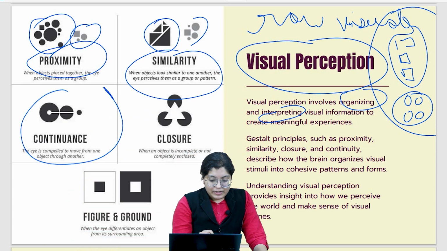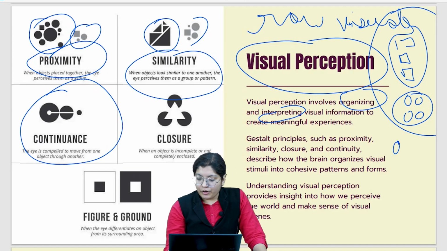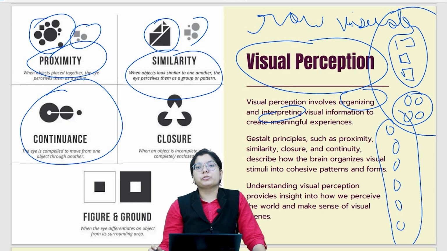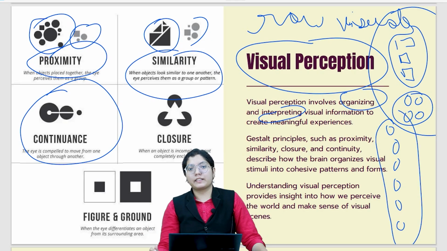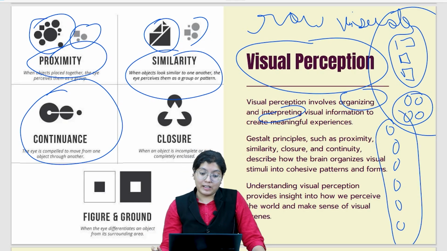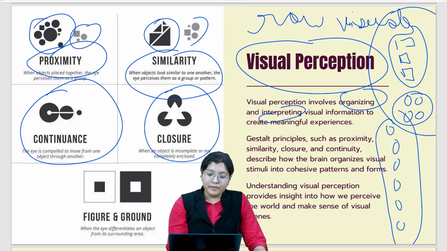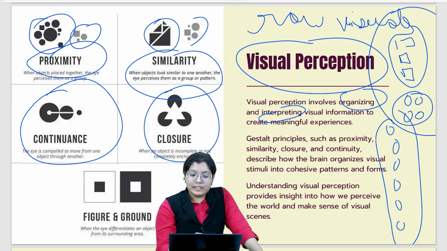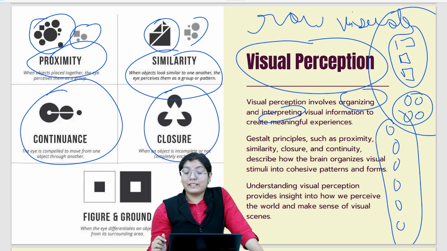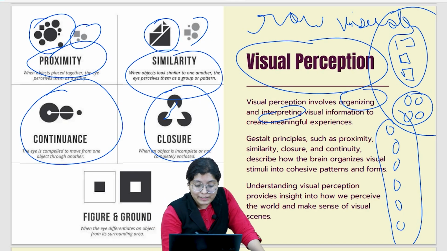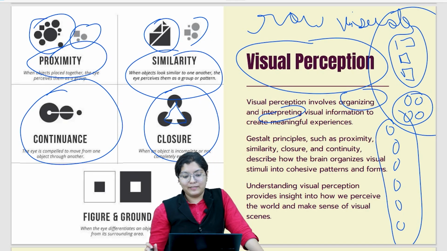Next is continuance. If you see, for example here, these small dotted lines together, you would see them as one continuous unit because they are placed like that. Next is closure. Now technically what you see here is not a triangle. You are perceiving it as a triangle because you are joining these dots by yourself.